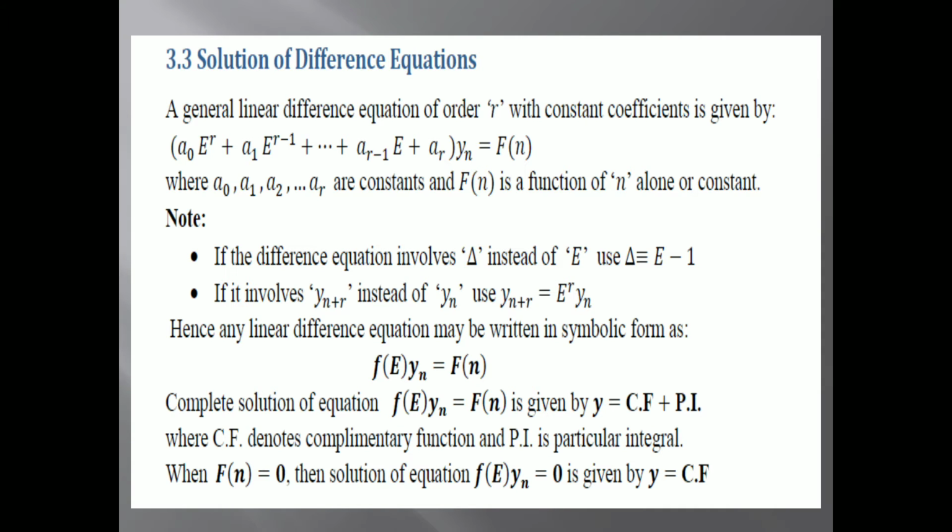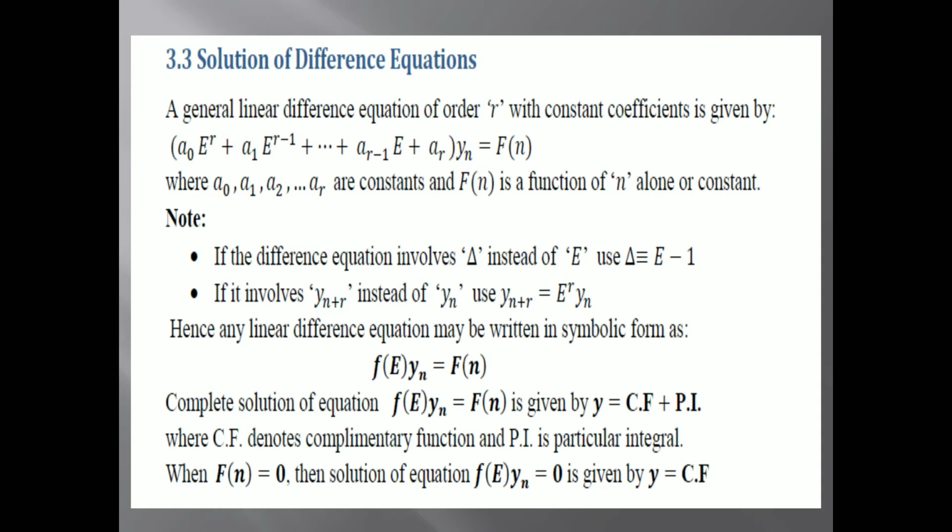So the solution of the difference equation f(E) yn = f(n) is given by y = CF + PI, where CF denotes the complementary function and PI is the particular integral. When f(n) is equal to 0, then the solution of the equation f(E) yn = 0 is given by y equal to only the complementary function.